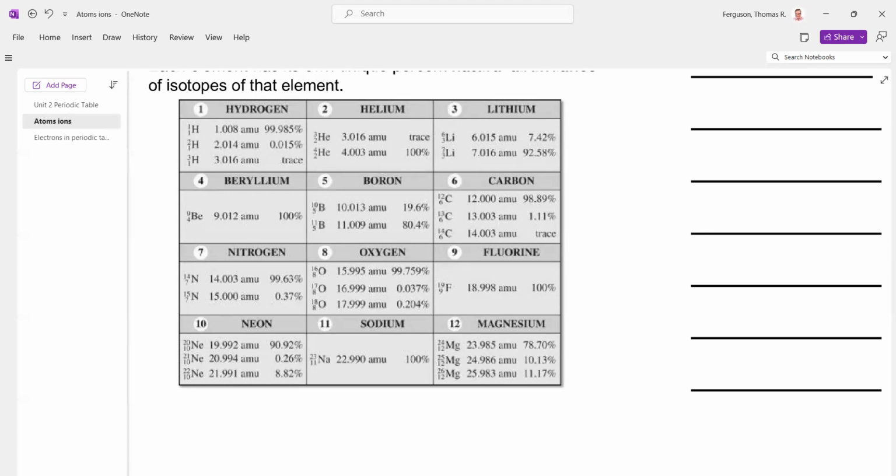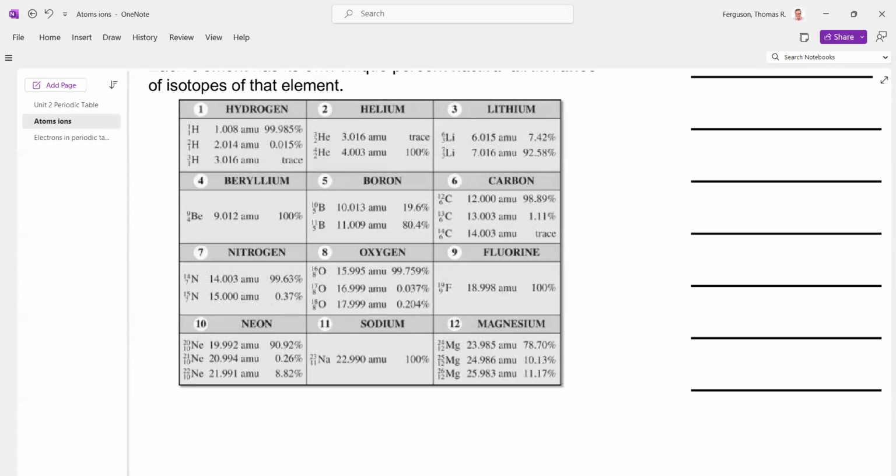So this is how they come up with the decimal numbers. For example, if you were calculating boron, you'd go 19.6% times 10, 80% times 11, and add those numbers together, and then you'll end up with 10.81. That's how, and it's called a weighted average. The weight is the percent.